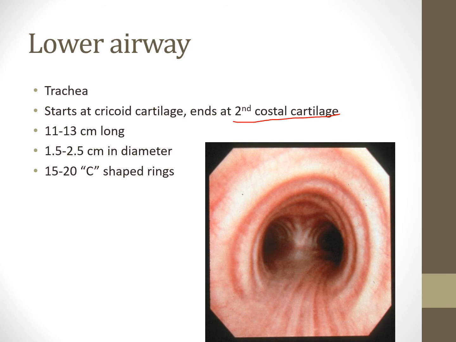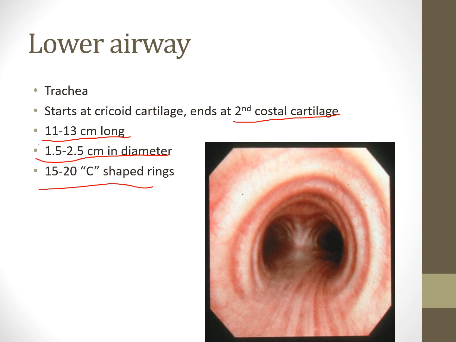The average adult airway is 11 to 13 centimeters long. We're talking about the trachea here, and about 1.5 to 2.5 centimeters in diameter. And then there are about 15 to 20 C-shaped rings. This is all stuff we've covered before, so hopefully your memory bank has it, like, oh yeah, I remember learning that at one point somewhere back there.